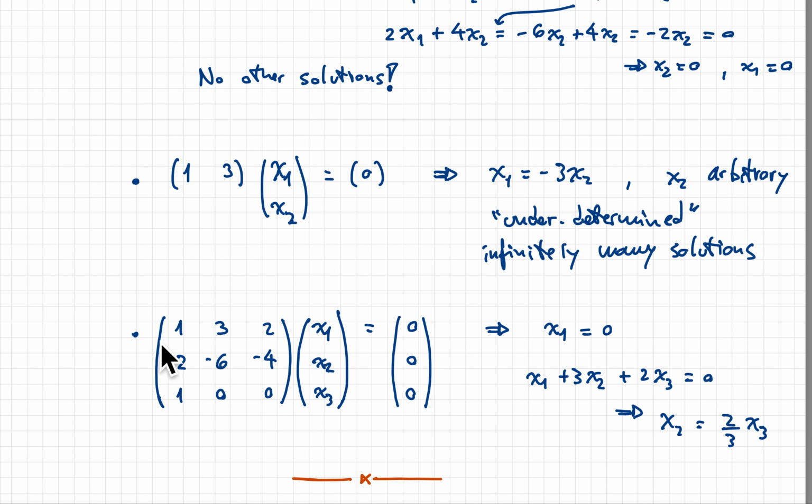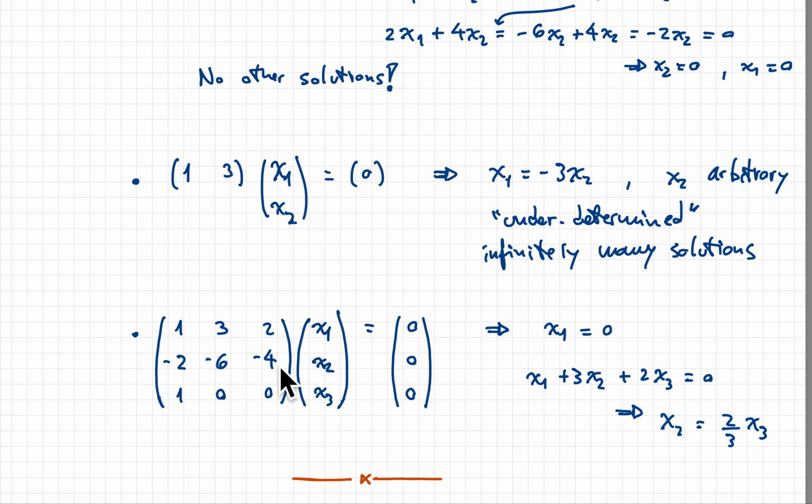And you see right away that this row here and this other row, the second row, they're related to each other very simply. The second row, if you want, is minus 2 times the first row. So you see this is minus 2 times 1, this minus 6 is minus 2 times 3, and this minus 4 is, of course, minus 2 times 2. And so this row is not really giving us any new information.